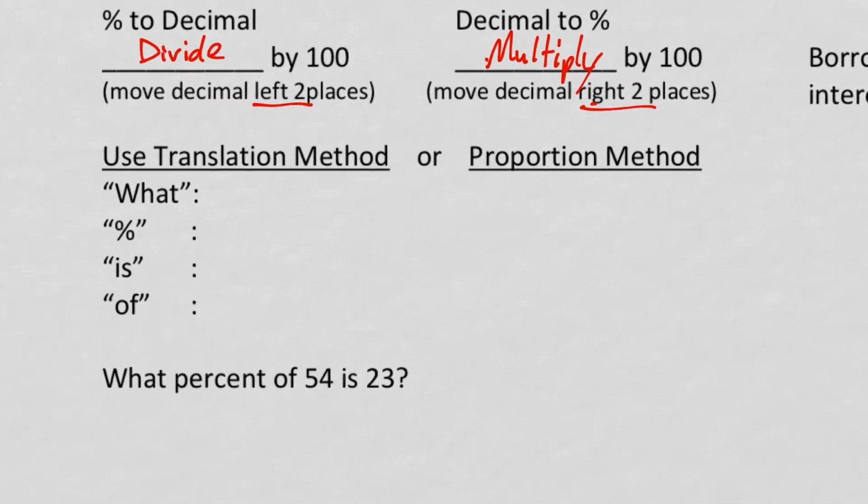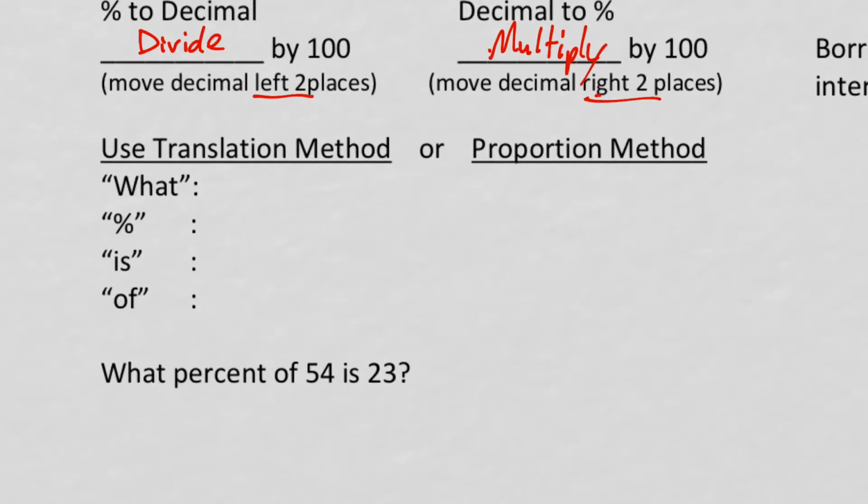Now, translation method or proportion method for percent problems. I prefer the translation method, and that's what I'm going to use, but I'll show you what the proportion method is as well. The translation method is basically translating a certain amount of words into an equation. So the what, since we don't know what it is, that's an unknown, that's going to be x. Percent is going to be a decimal. Is going to be translated as an equal sign, and of is going to be translated as multiply.